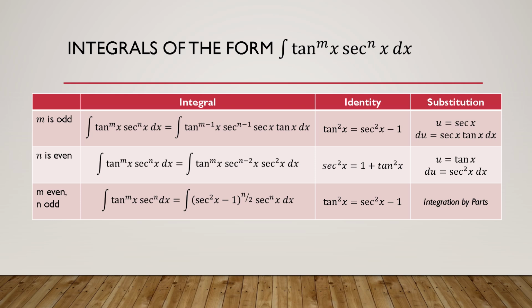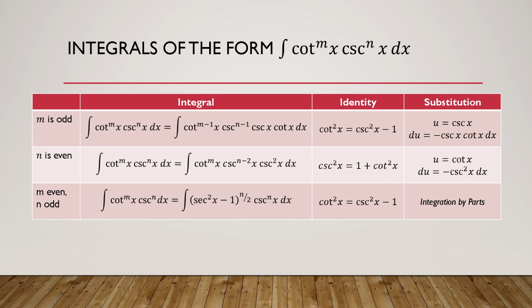From the last few problems, we can deduce a general strategy for solving integrals of the form tangent to the mx times secant to the nx dx. Notice the identity is the same, just taking different forms. Since the identity cotangent squared x is equal to cosecant squared x minus 1, we can deduce that similar integrals can also be taken if they are in the form cotangent to the mx times cosecant to the nx dx.